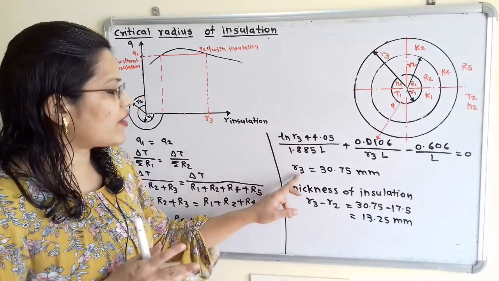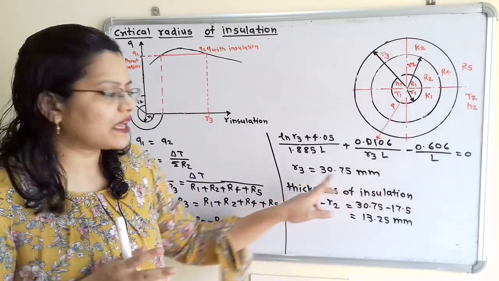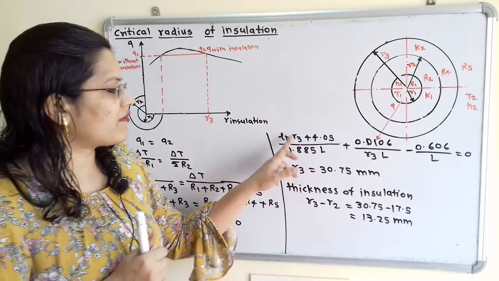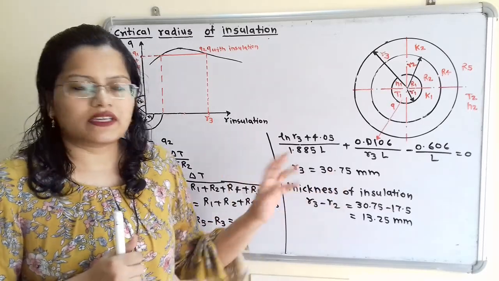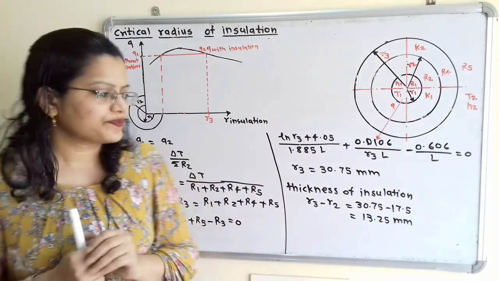So what is the value of R3? R3 is 30.75 millimeter. This value in millimeter is given. That means we have to take the value of R3 in meter, that is 0.03075, and then this equation will be solved.